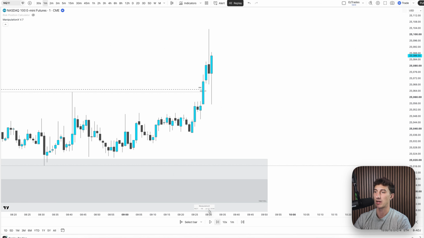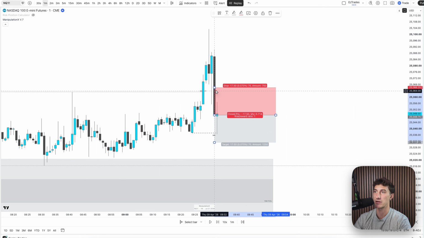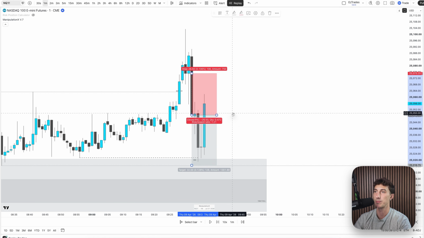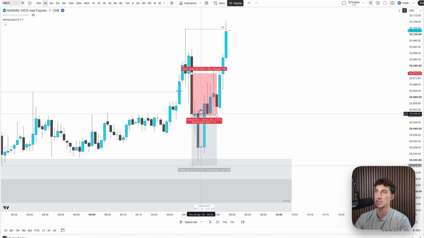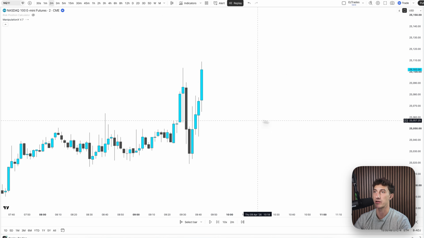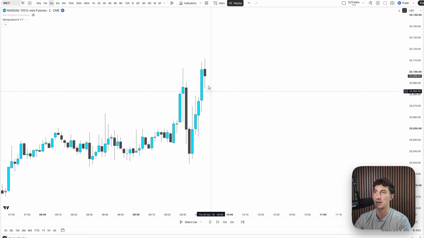inversion fair value gap. Okay, so we let price play out, and boom, there we have a 1 minute inversion fair value gap, stop loss above this high. We end up taking out this low, but we never ended up taking out this 8 a.m. low. So this would be a break even trade. Okay, so at this point, we manipulate the high once again, find the highest time frame bullish fair value gap in the leg, which happens to be a 2 minute bullish fair value gap.